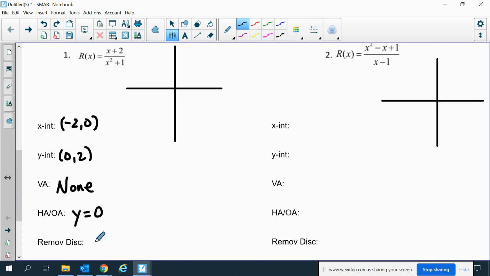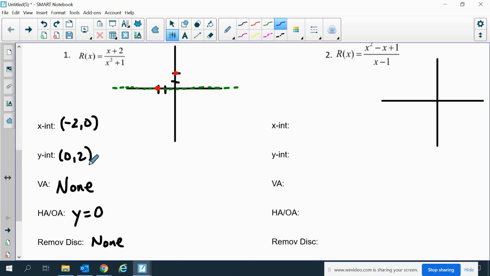And the removable discontinuity would be if both the numerator and denominator are 0, there would be a hole. There are none of those in this problem. So I'll graph everything that I know. I know that we have the point 0, 2 and the point negative 2, 0. And I also know that we have an asymptote horizontally at y equals 0.